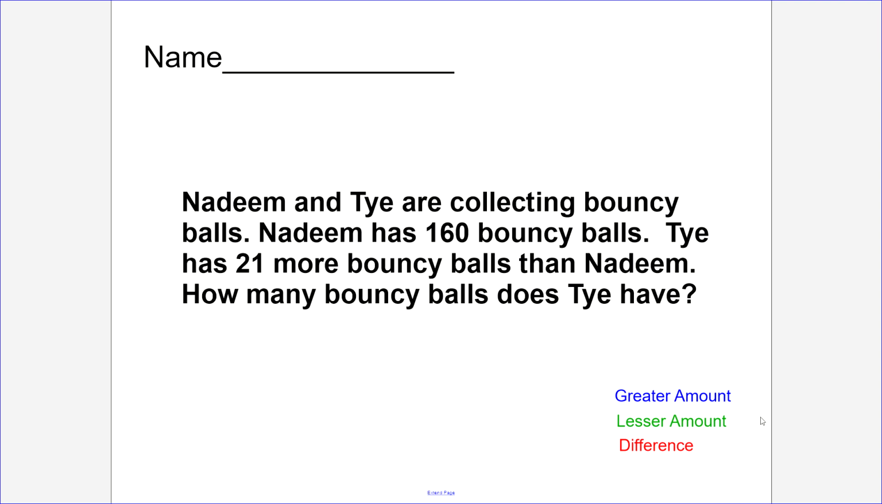Nadim and Ty are collecting bouncy balls. Nadim has 160 bouncy balls. Ty has 21 more bouncy balls than Nadim. How many bouncy balls does Ty have?